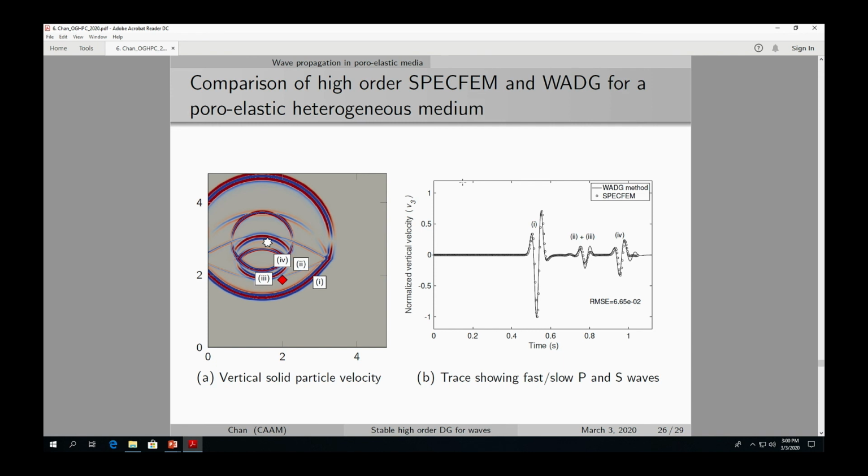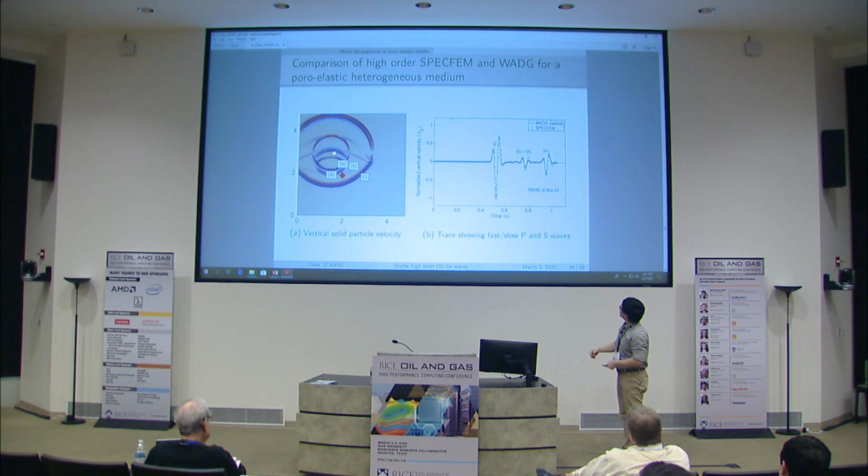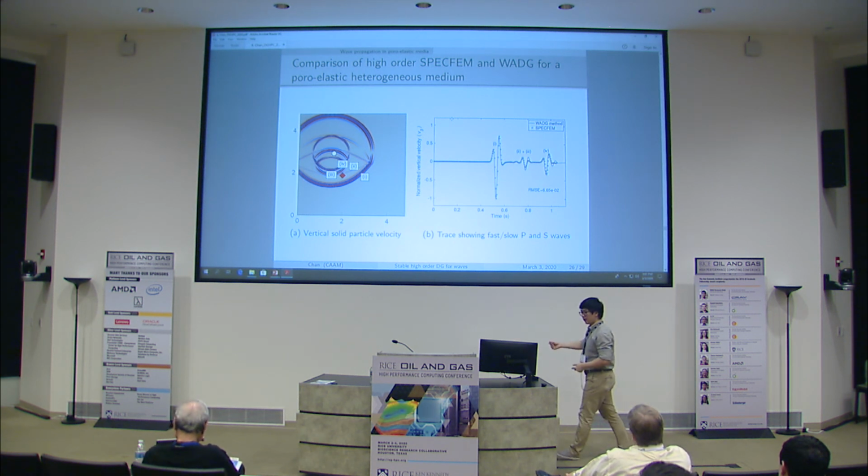But what got us interested was, well, we wanted to see how well this compares with other existing approaches too. So we compared against SpecFEM, and this is a poro-elastic heterogeneous medium with a top layer and a bottom layer. If we just let off a Ricker pulse and let it go, we can see very clearly that we have, I have labeled here 1, 2, 3, and 4, these are the 3 different waves that you expect in this system, and our approximation of them matches up pretty well to SpecFEM.